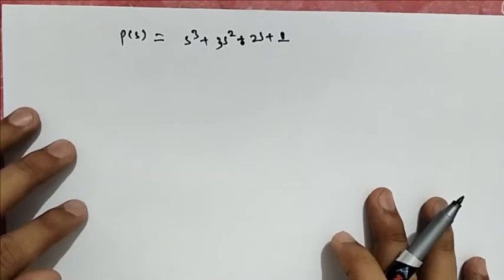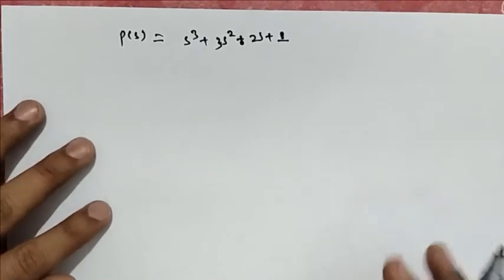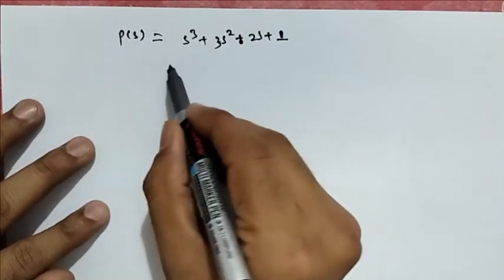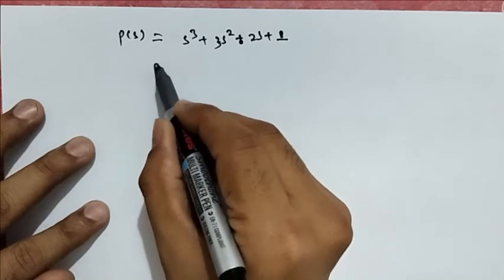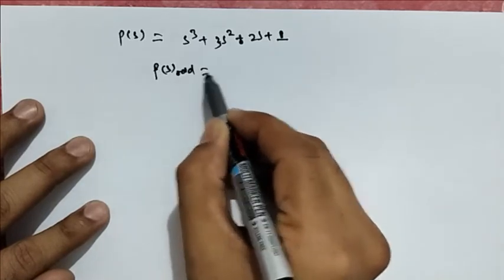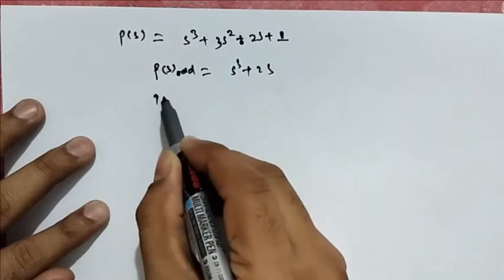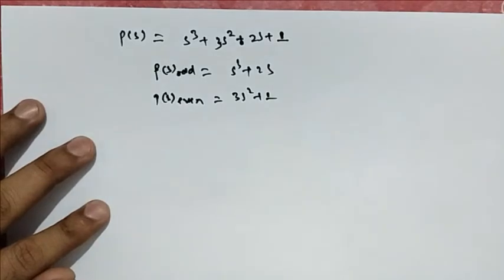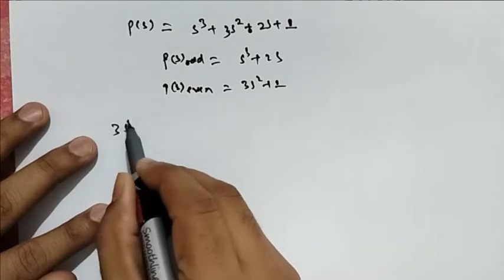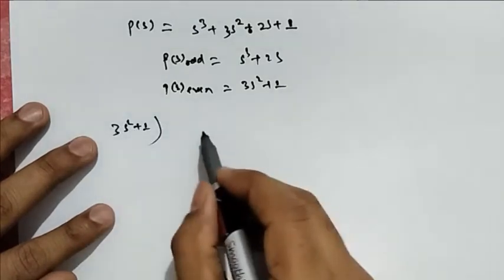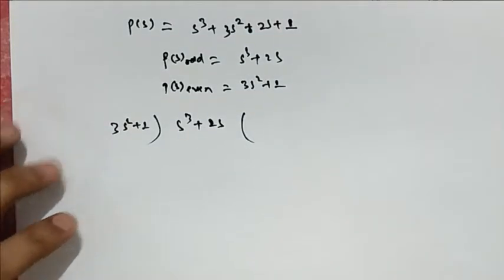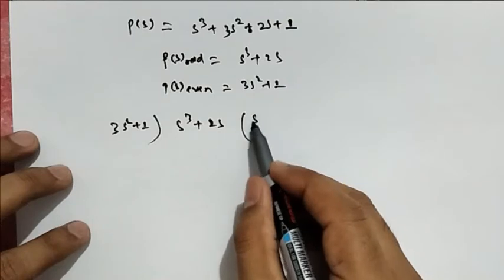We must make the successive division of odd by even or even by odd. If you take the even and odd terms out, P(S) odd will be S cube plus 3S, and P(S) even will be 2S square plus 1. Now we need to divide one by the other, S cube plus 3S with 2S square plus 1.